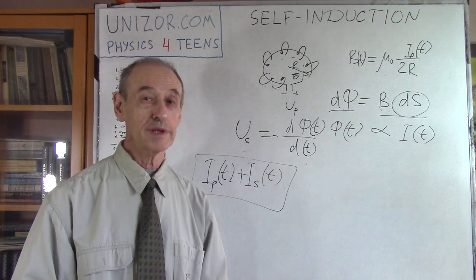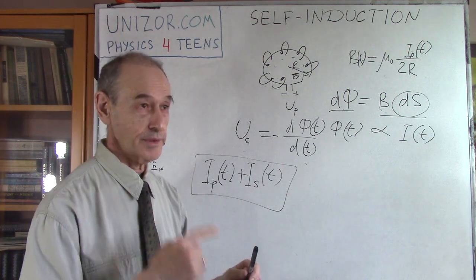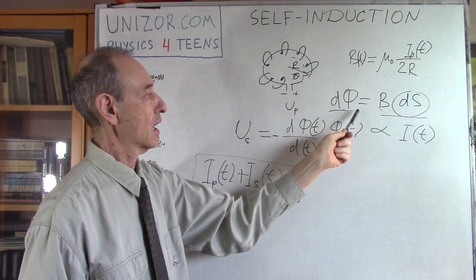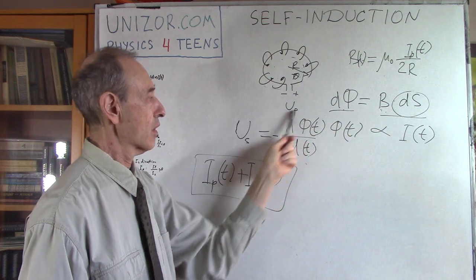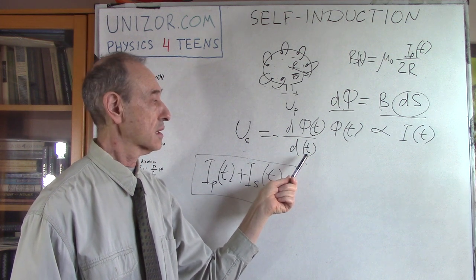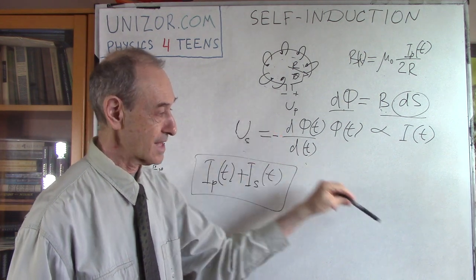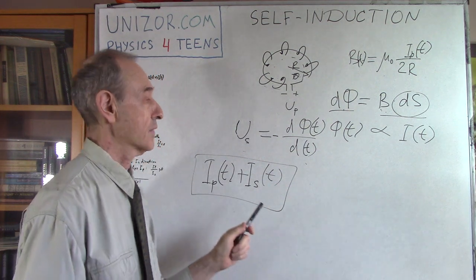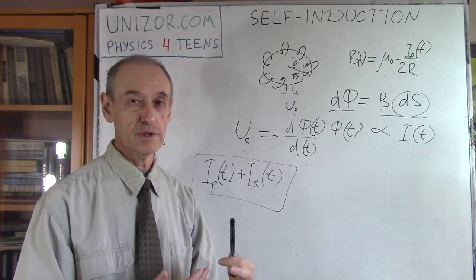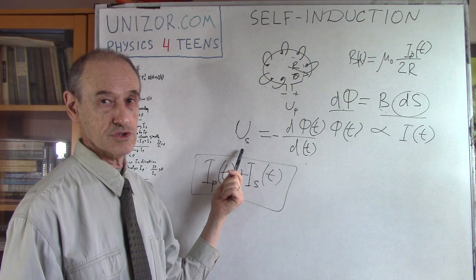Okay, now what happens if we are decreasing the current? If we are decreasing the current, our intensity is decreasing, our flux is decreasing, and that's why its derivative, the rate of change, is negative, right? When the function is decreasing, the rate of change is negative. Now, if we are changing the sign of this, obviously the generated EMF, the induced secondary EMF, would also change the sign, right?